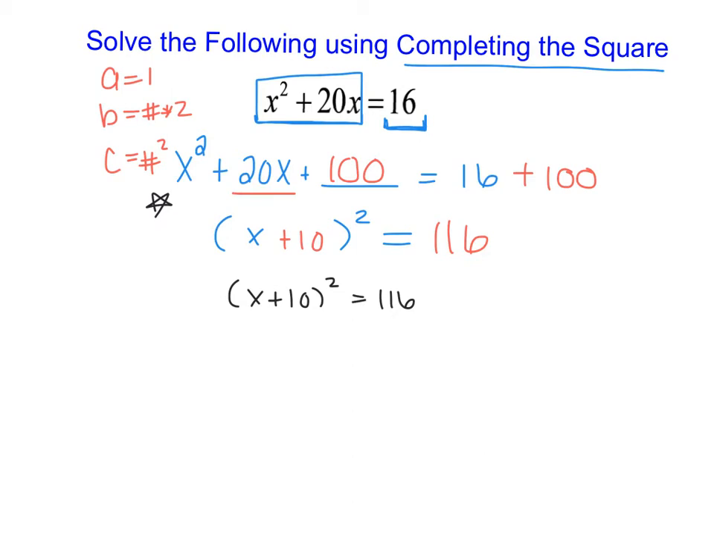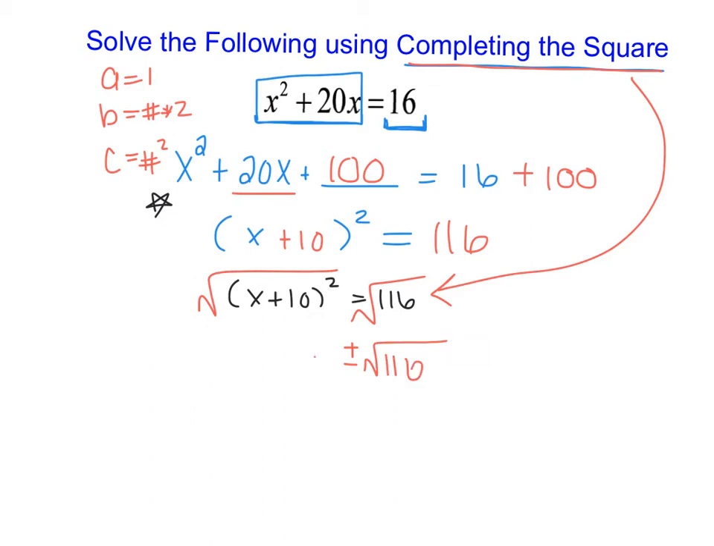When we're using completing the square, we're basically setting this up so that we can use square roots to finish solving this quadratic equation. So here, in order to get the x value by itself, we're going to square root both sides. Remember when we square root a squared, this becomes plus or minus the square root of 116, and this equals x plus 10 now on the left-hand side.